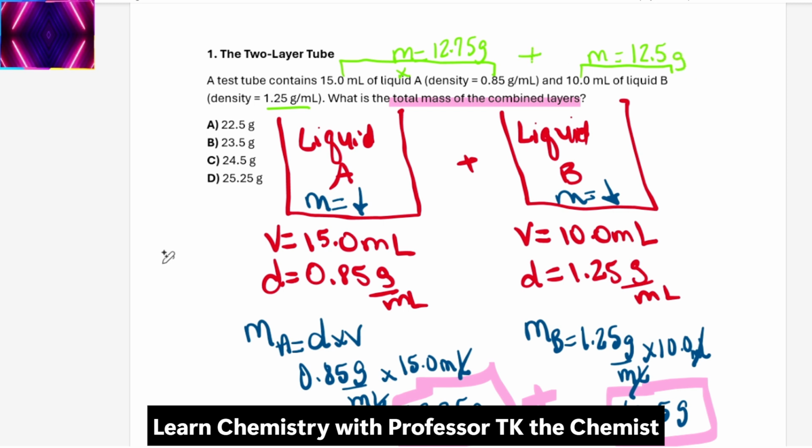And then you're going to add those two together, and you should end up with letter D as your answer, 25.25. Okay, you got it. Good. That one was a little tricky because you had to treat them like they were two separate things, which they are, but you're calculating the total mass for each of them individually and then add them together.